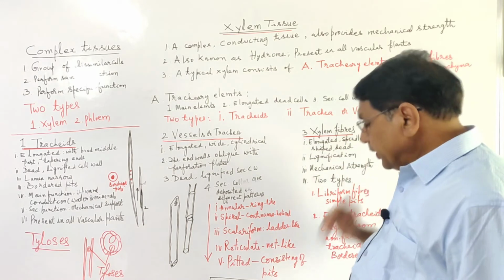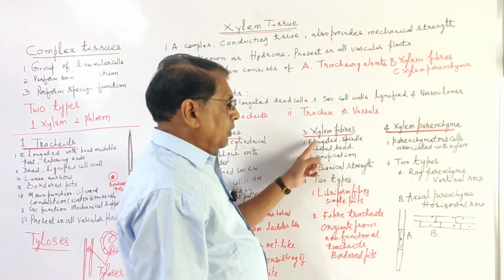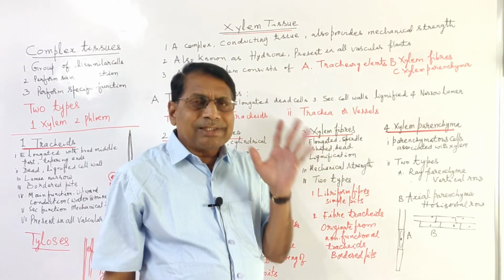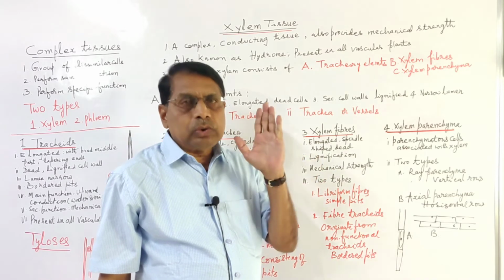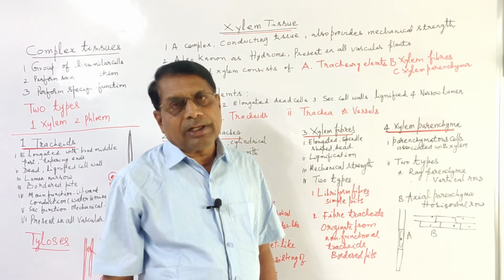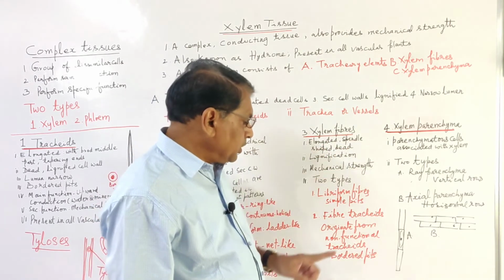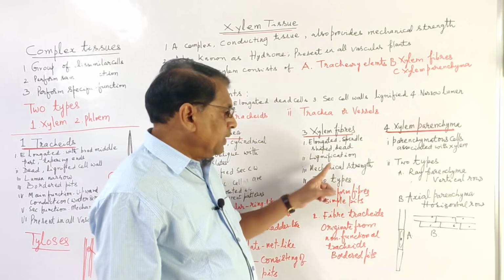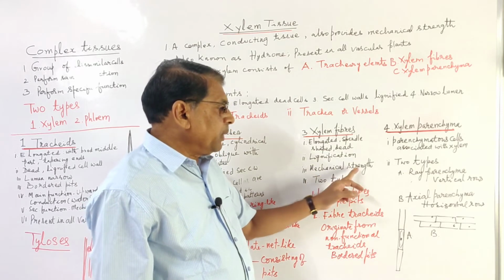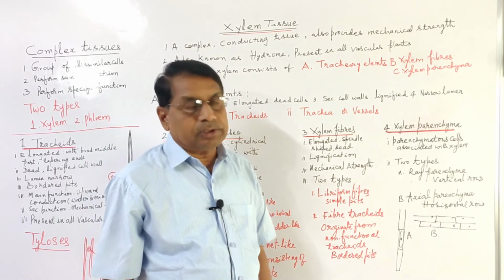Then xylem fibers, we can say the sclerenchyma cells associated with xylem will be known as xylem fibers. In fact, they are sclerenchyma cells. Elongated, spindle-shaped, dead, secondary cell walls are lignified, provide mechanical strength in addition to these tracheids and vessels.